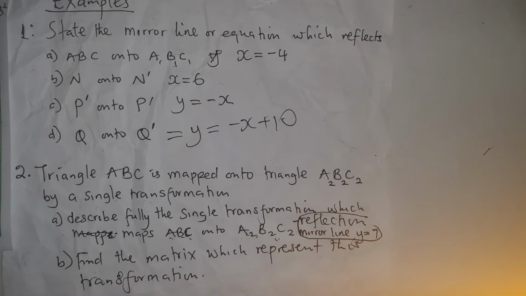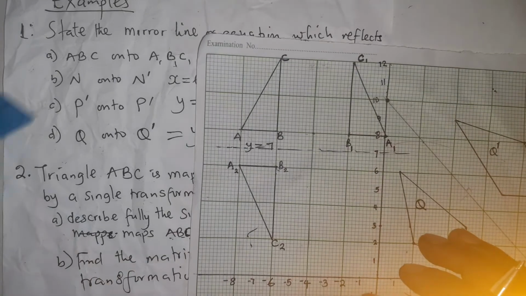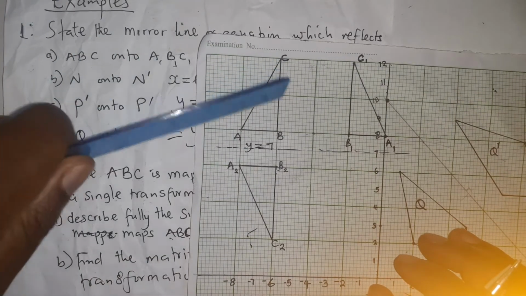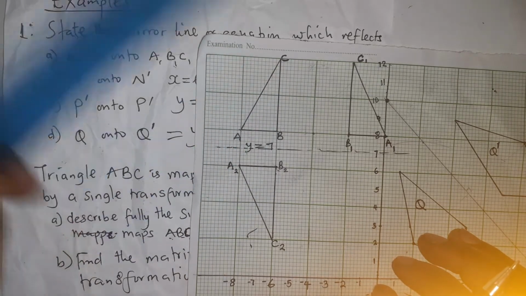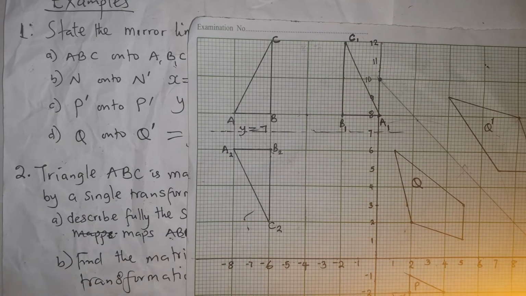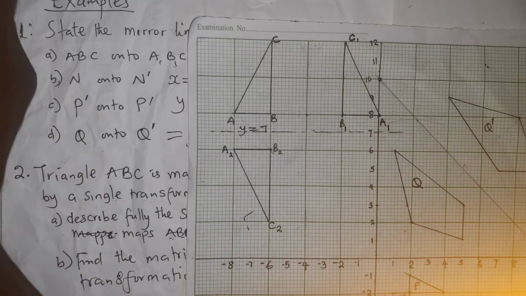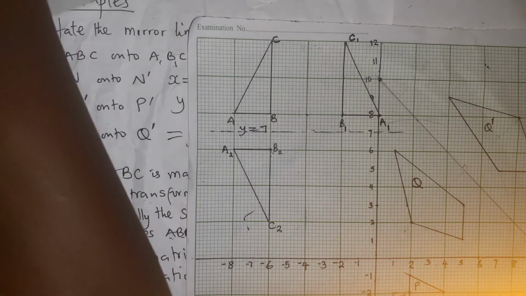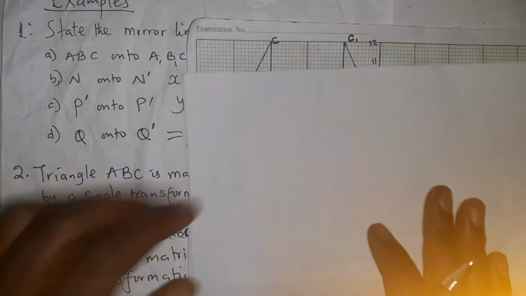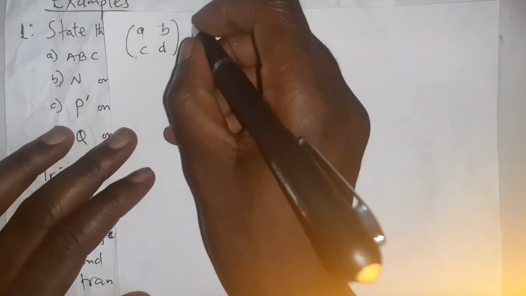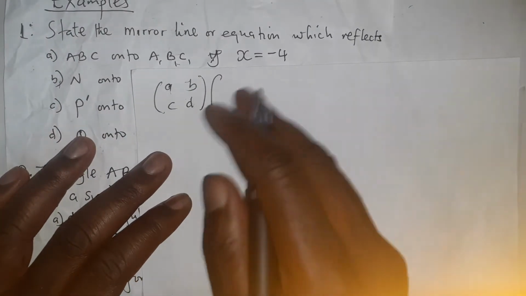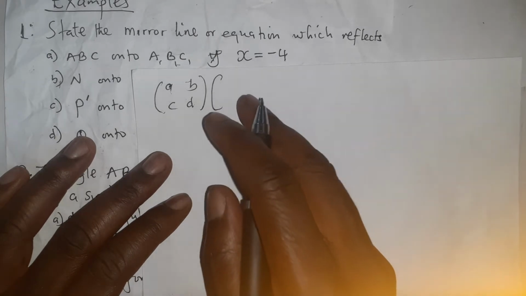So let's look at the last one. We want to find the matrix which maps this one onto this one. I mean, the matrix that represents this. This is what we are supposed to do. So we have the matrix that we are looking for here, and the matrix is going to be represented by these letters, A, B, C, D. Then we come up with the coordinates of the image.